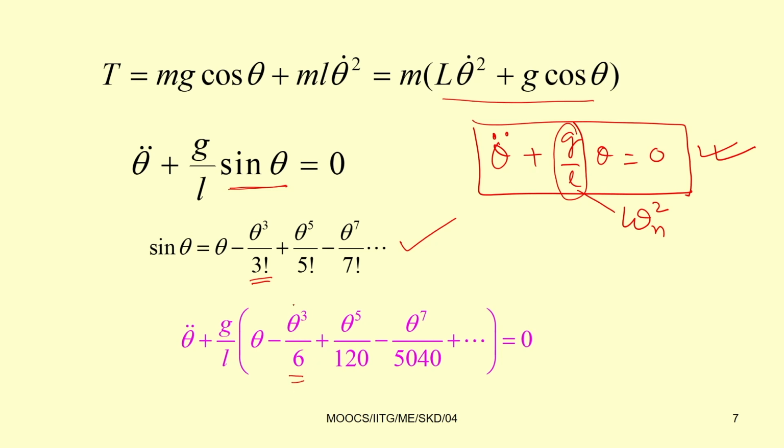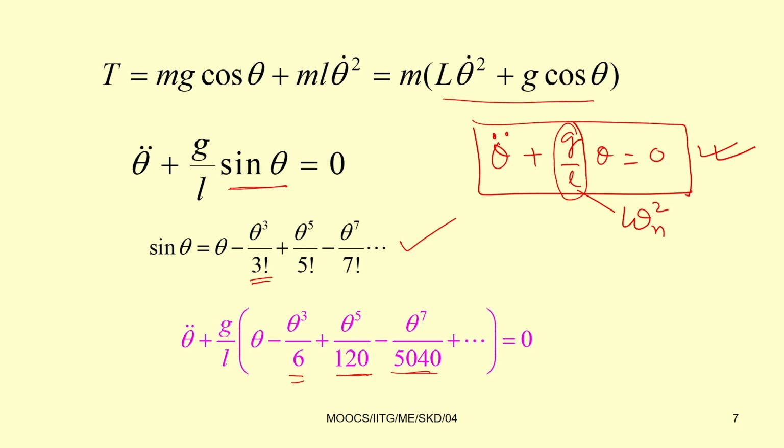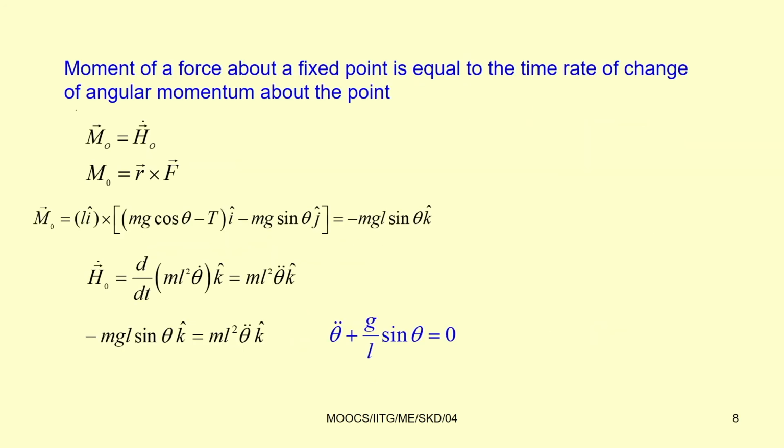You can see that the coefficient here is 1 by 6, here 1 by 120, and here 1 by 5040. So if theta is very small, these terms can be neglected, but if theta is large, they cannot be neglected, and you get this nonlinear equation of motion. This way you can apply Newton's second law or D'Alembert principle to derive the equation of motion.